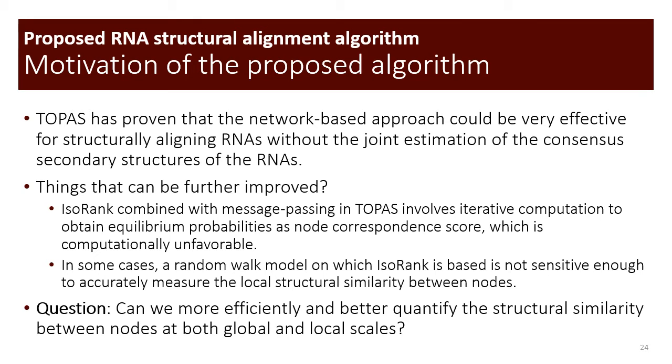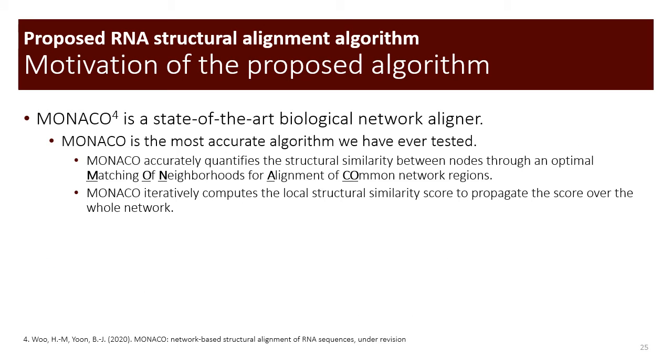As a result, we went back to the original question. Can we more efficiently and better quantify the structural similarity between nodes at both global and local scales? Again, the answer is yes. Recently, we developed a state-of-the-art network aligner called Monaco. Monaco is the most accurate algorithm we have ever tested on diverse benchmarks.